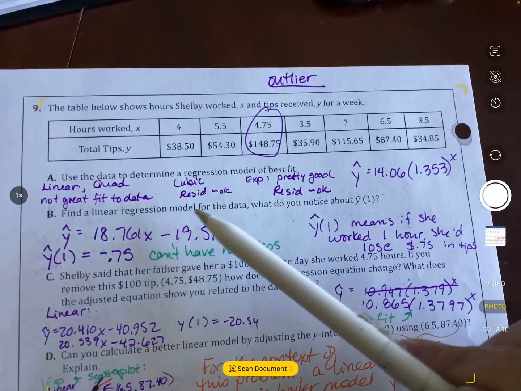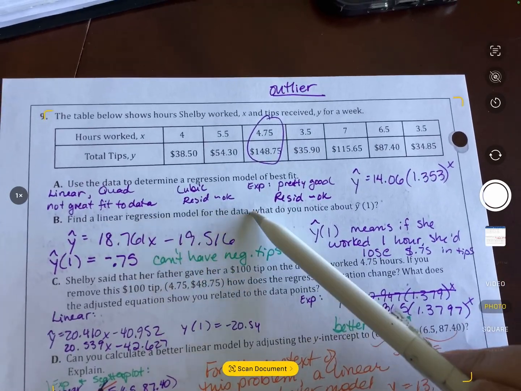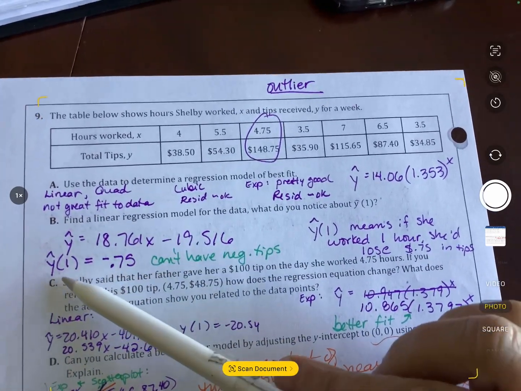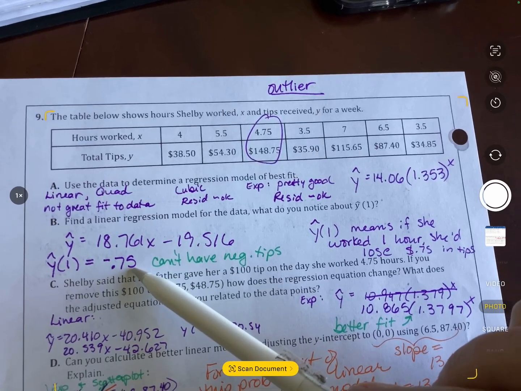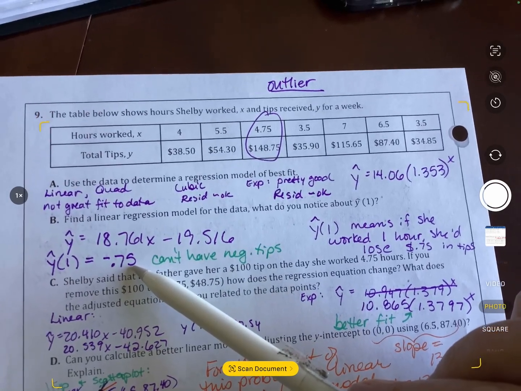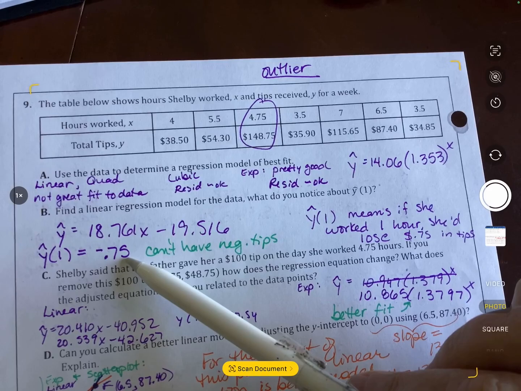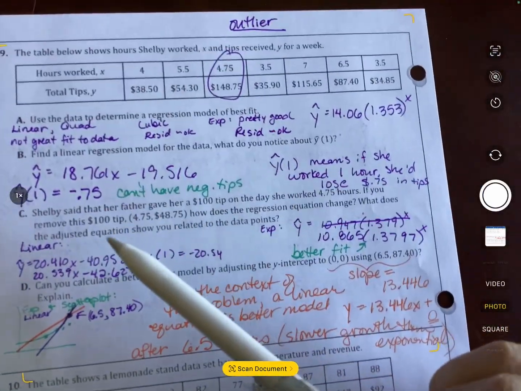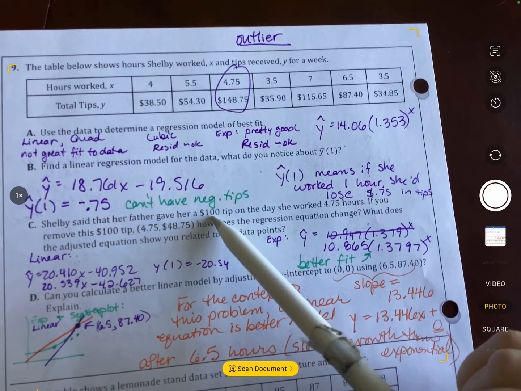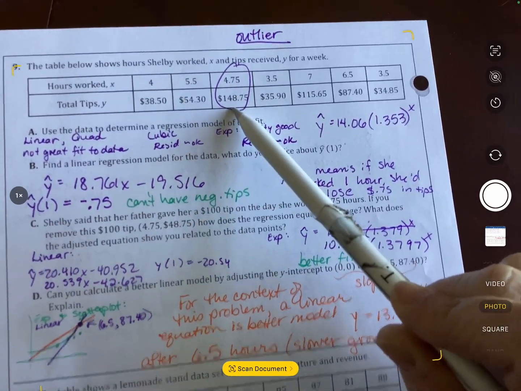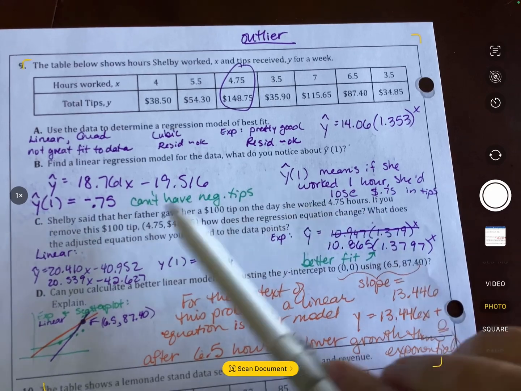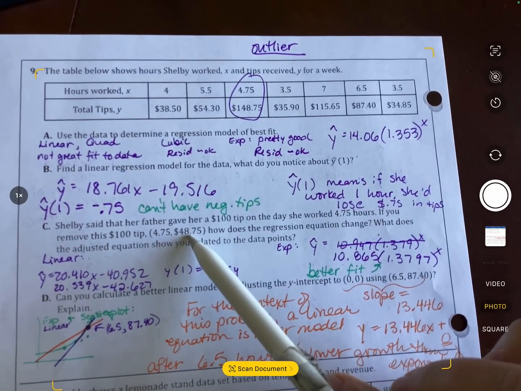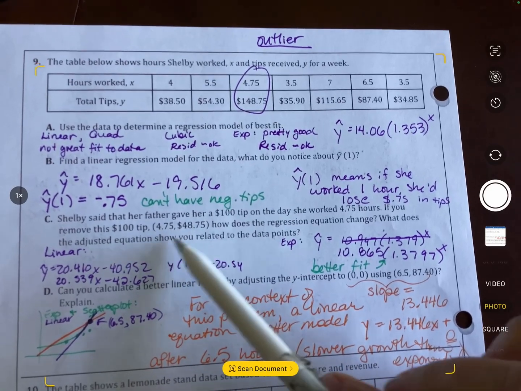All right, and then it said find a linear regression model. What do you notice about Y1? So I did that linear again and wrote it down. And when you plug 1 in, you get negative 0.75, meaning she got negative tips on a day she worked 1 hour. That doesn't make any sense. All right, so then it says, Shelby said that her father gave her a $100 tip on the day that she worked for 0.75 hours. So if you just change that by taking off the $100, how does the regression equation change?